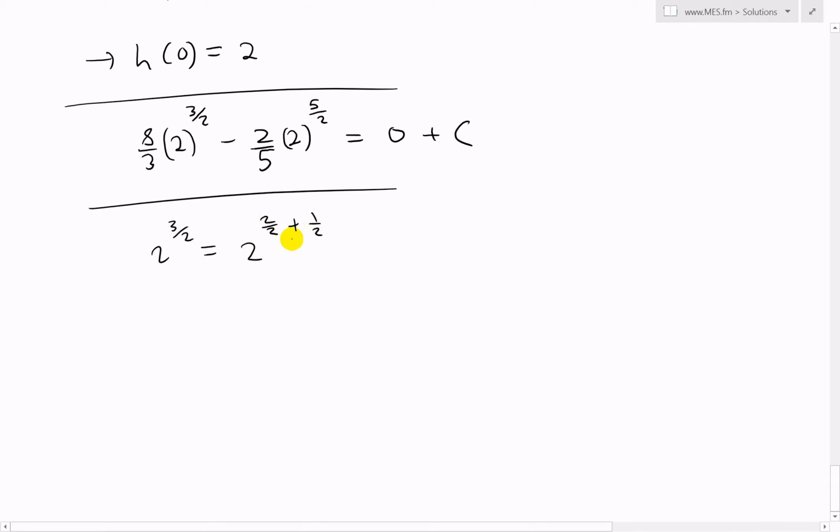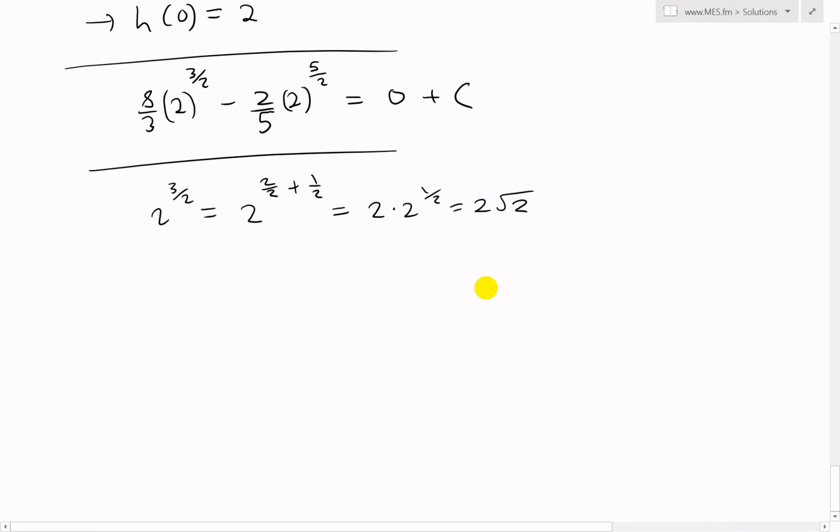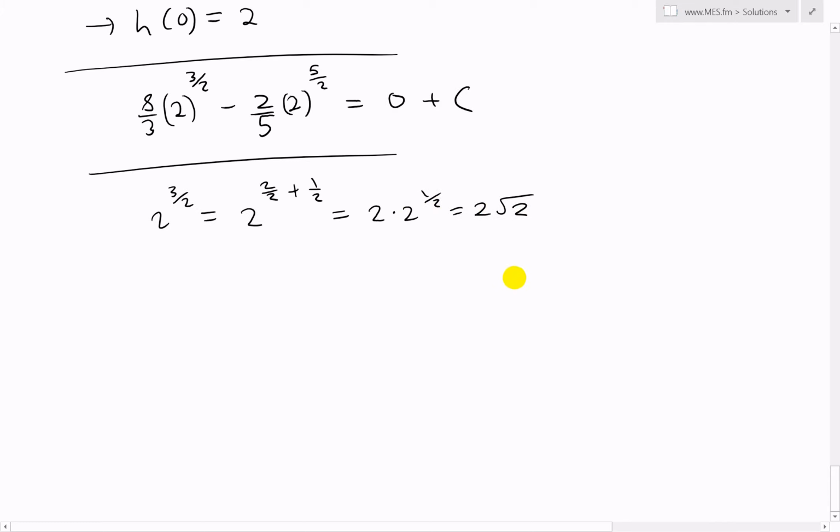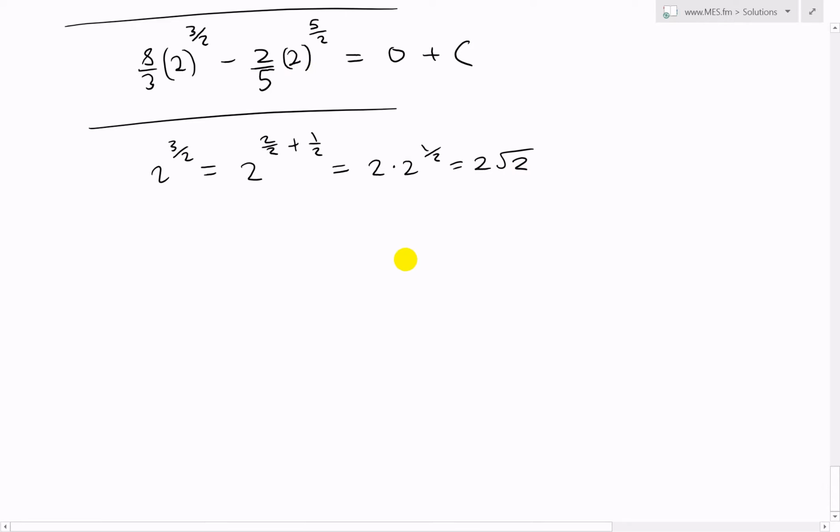And then whenever you add, what you can do is now equals 2, it's a multiplication. So 2 to the power of 2 over 2 is just the power of 1, times 2 to the power of 1/2, which is equal to 2 square root 2. What I'm trying to do is get a common factor of square root 2, because we have them in both cases. So that's what this 2 to the power of 3 over 2 equals.